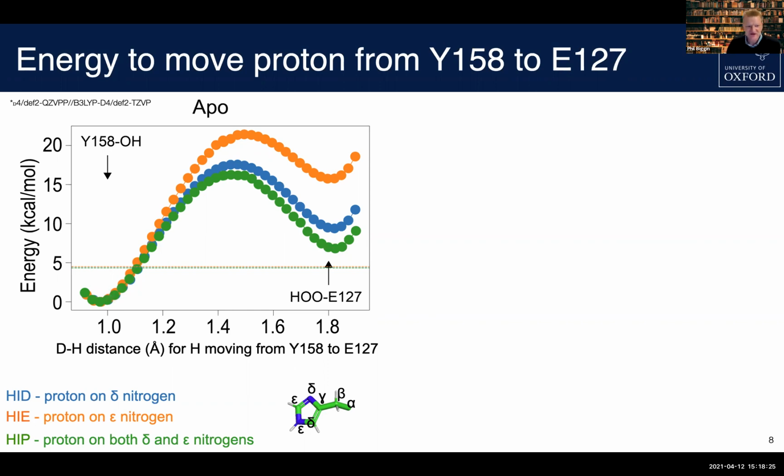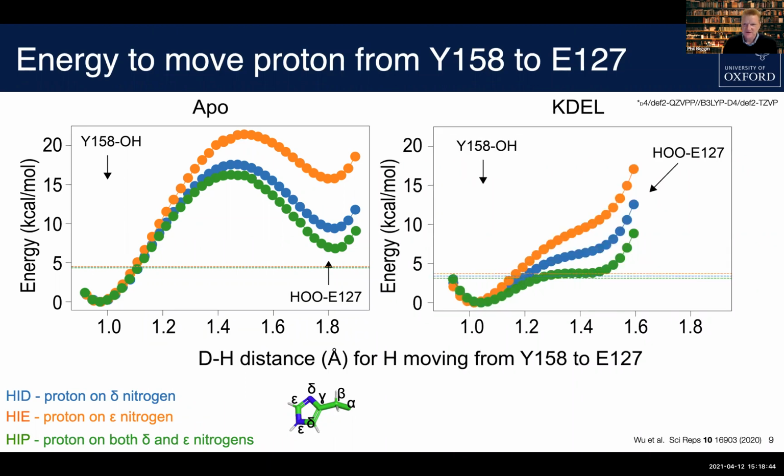We can do that calculation in the presence of different protonation states of the histidine. You can either put the proton in a neutral histidine on the delta nitrogen, or on the epsilon nitrogen, or you can, of course, protonate it completely and put it on both the delta and the epsilon nitrogens.